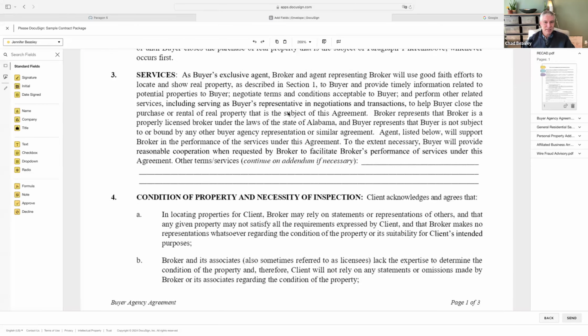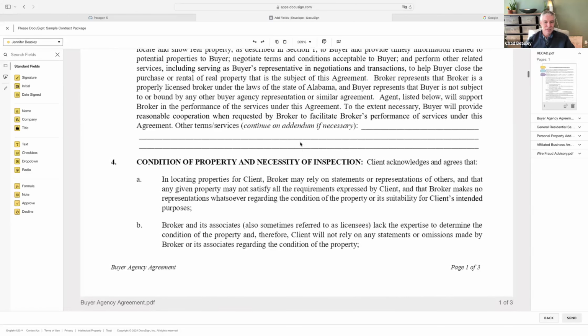So it's just basically lining out what you're going to do. You're going to help them locate and view properties, help them negotiate, help them get to closing, all those things. So it's just detailing those services.